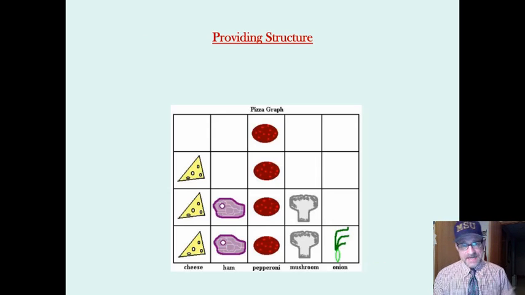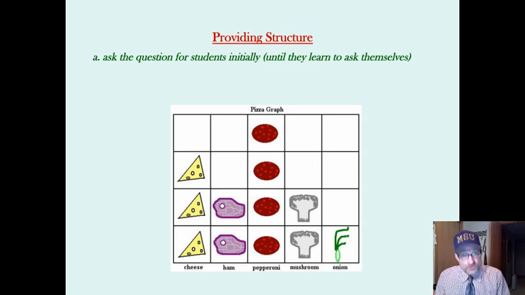You cannot just tell students to do something. You have to give them structure. And there are three ways to provide structure. For example, you may want to ask the question for students initially until they learn to ask the questions themselves. This is this very Vygotskian idea that thinking moves from outside to in. You provide scaffolding so that students can do this initially.